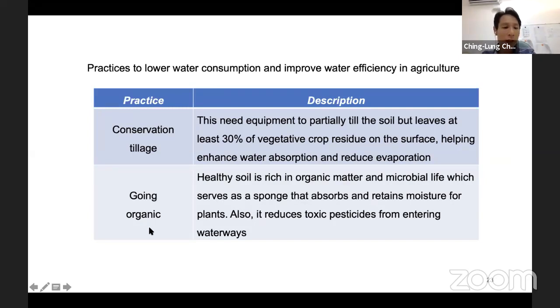And then the next one is going organic. Healthy soil is rich in organic matter and microbial life, which serves as a sponge to absorb and retain the moisture for plants. Also, it reduces toxic pesticides from entering the waterway.